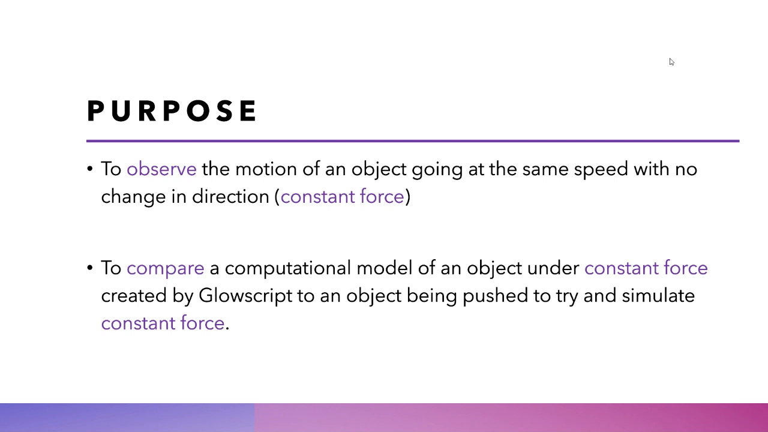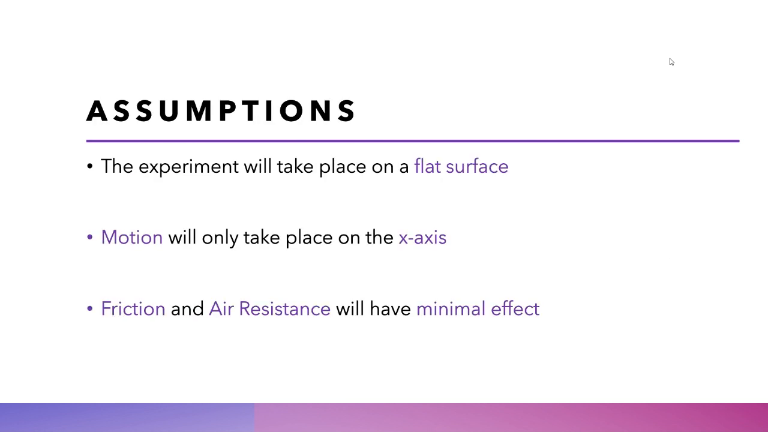The purpose of this experiment is to observe an object going at the same speed with no change in direction or constant force. I did this by comparing a computational model I made on GlowScript to an object that I tried to push at constant force.